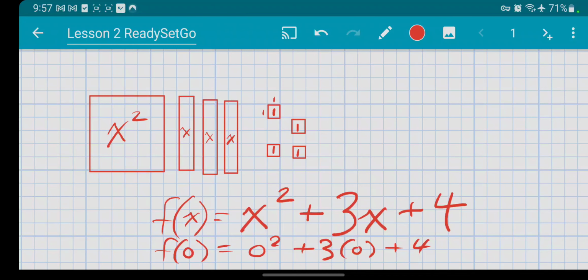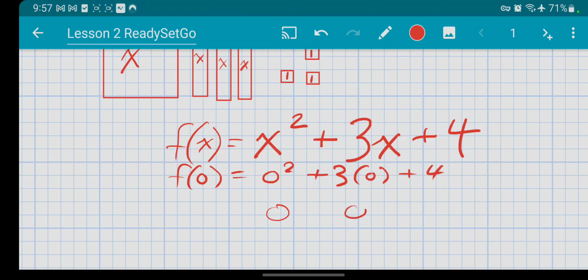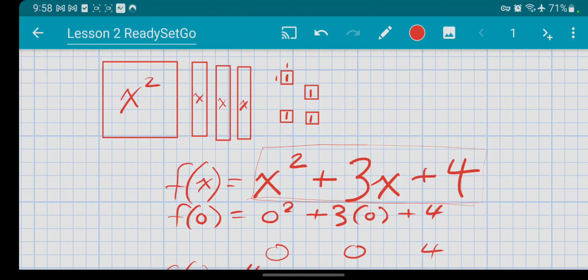Well, 0 squared is 0. 3 times 0 is 0. And there's a 4. So when this expression, this polynomial, this trinomial, this amount is evaluated for the situation where x would be 0, we get 4. Because those 4 1 blocks are just sitting there. It doesn't matter what x is.